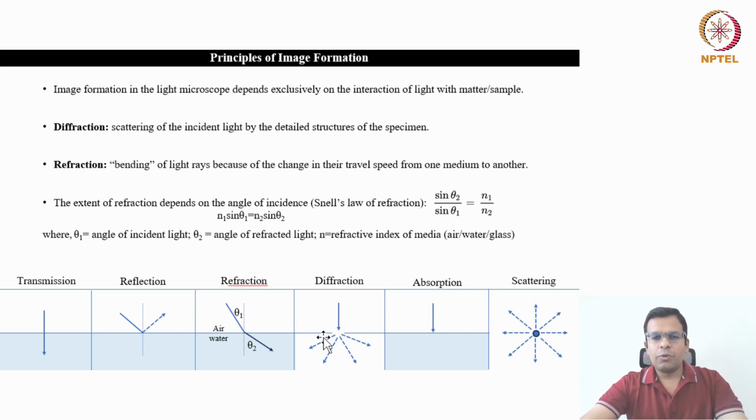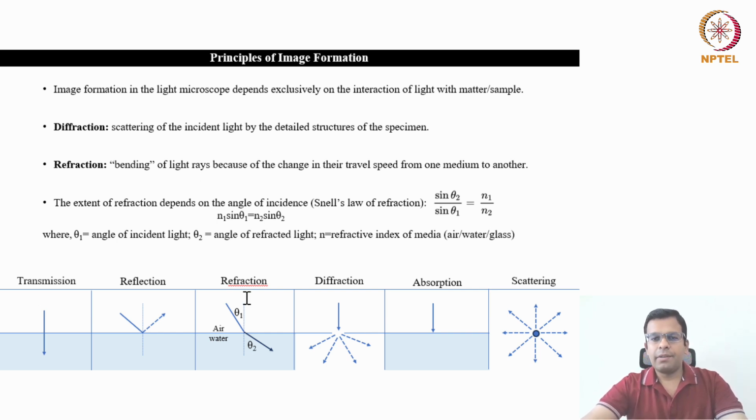Most of these terminologies are quite self-explanatory, but I'll give a little more understanding of diffraction and refraction. What is diffraction? Diffraction is the scattering of the incident light by the detailed structures of the specimen. When light interacts with the sample, based on those details, the light will be diffracted at different angles.